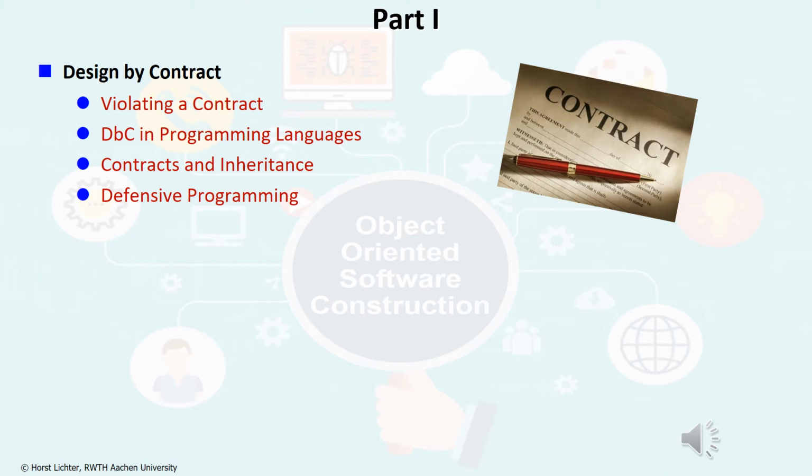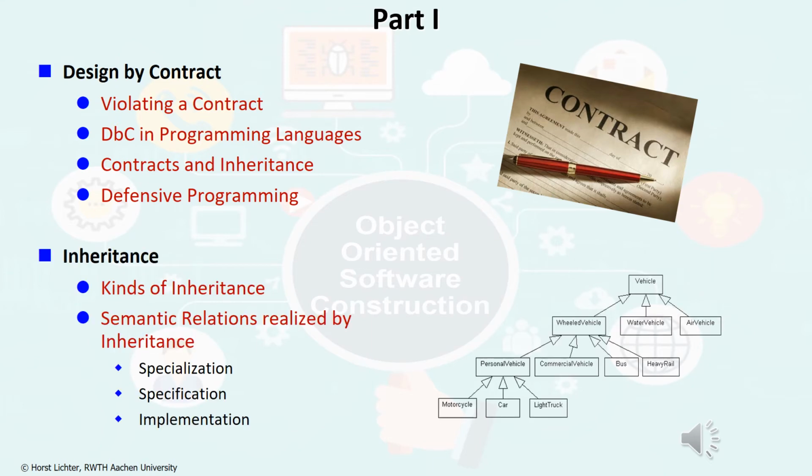The next chapter is about inheritance. We present a comprehensive classification of the very different views on inheritance. Then we explain semantic relations that can be realized by inheritance, which finally lead to specialization, specification, and implementation inheritance.